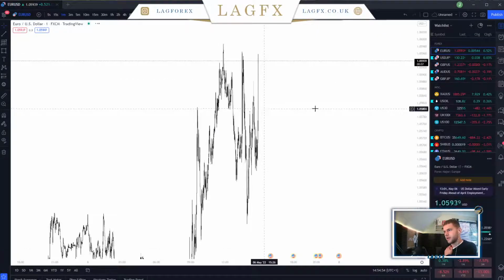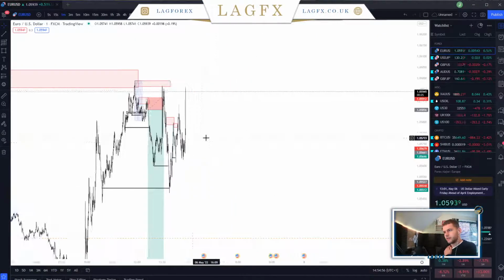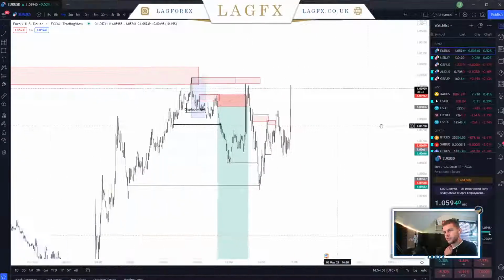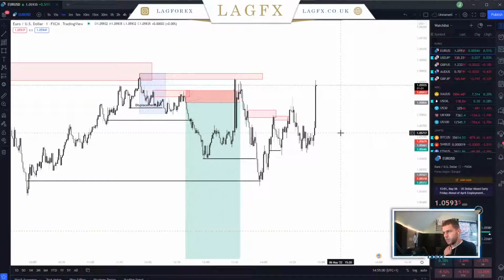Quick update on Euro USD. Yeah, this market is sort of ranging at the moment. Not something I'm looking to trade. It seems like there is actually a lot of volatility that's being introduced. Is there any more? I don't believe there is, but is there any more fundamentals to come out today?